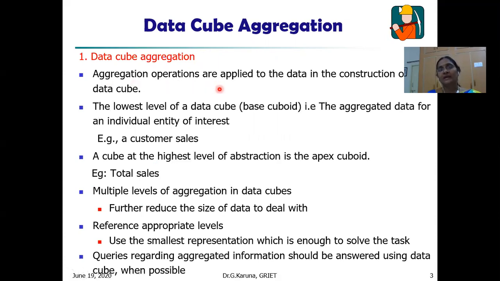We are going to perform aggregation or summarization operations on the data by constructing the data cube or multidimensional data model. So simply we construct a data cube for the given data. From the data cube, we can represent the data or reduce the data to much smaller. In this data cube, the lowest level is called the base cuboid, whereas the aggregated data is for an individual entity of interest. For example, customer sales. So we are concentrating on one dimension, that is customer sales.